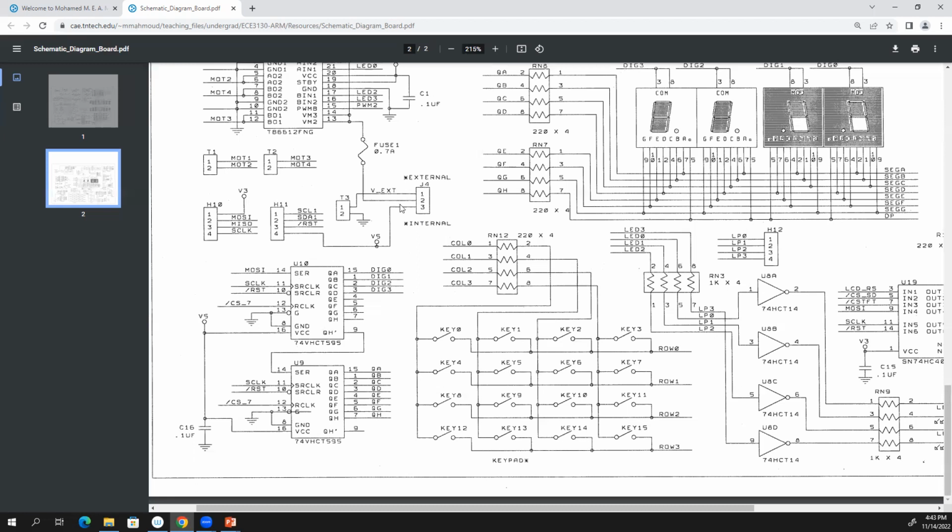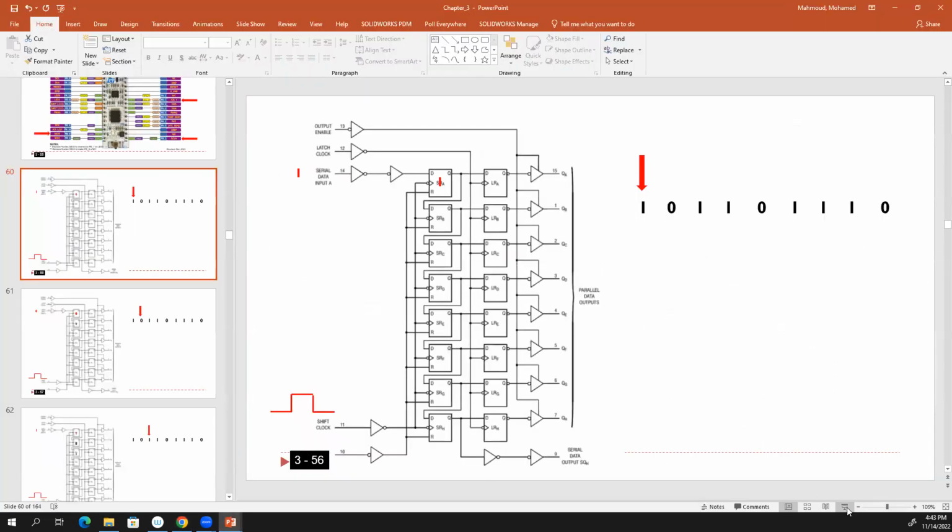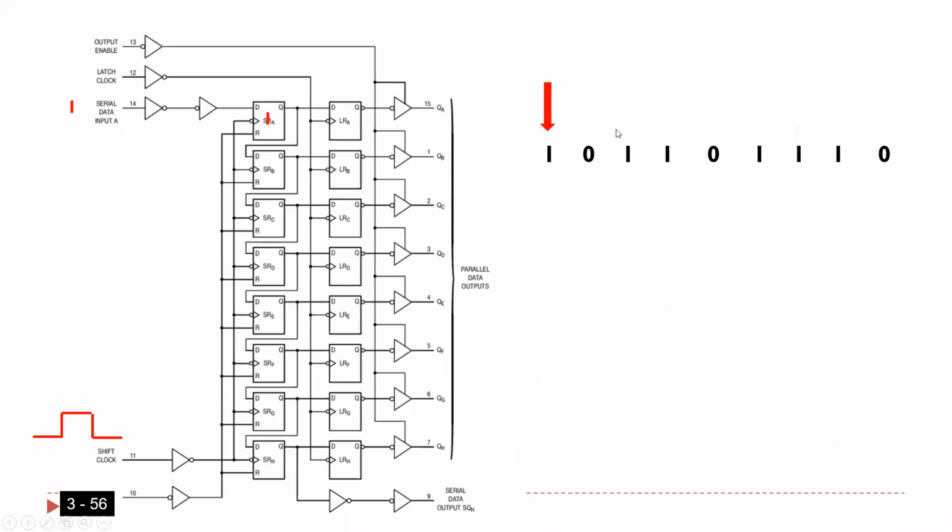Because I'm going to connect these ones to here, all I need from the processor is only 3. I'm going to make a very quick revision on how this time multiplexing works, because I already explained it before.